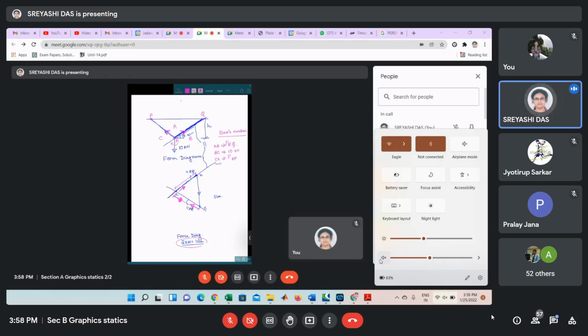So this is a very simple way by which we can get an approximate idea of what the force value should be.